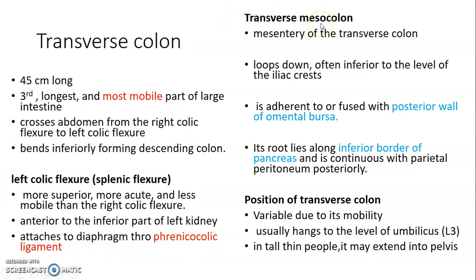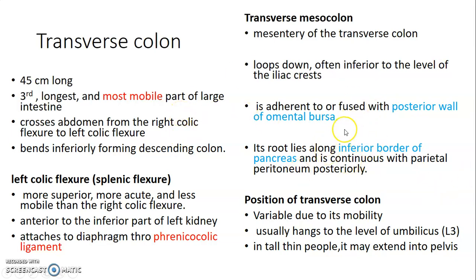The transverse mesocolon is a mesentery of the transverse colon. Usually, it loops downwards, inferior to the level of the iliac crest, and is adherent or fused to the posterior wall of the omental bursa. Go back to the lecture on peritoneum and find out what omental bursa is.